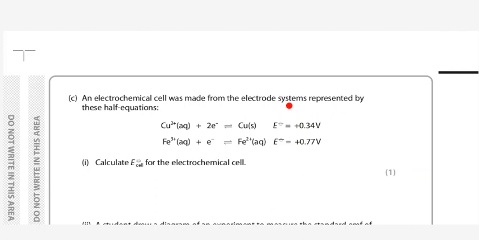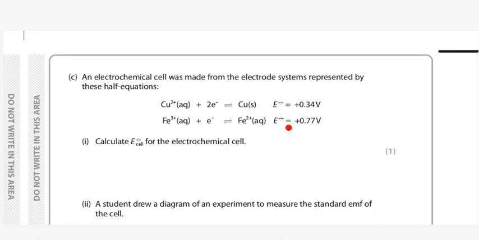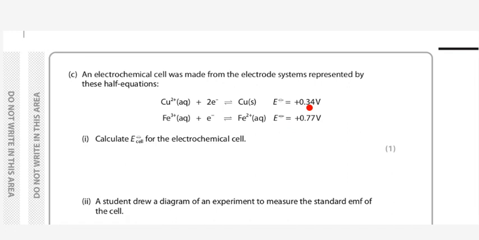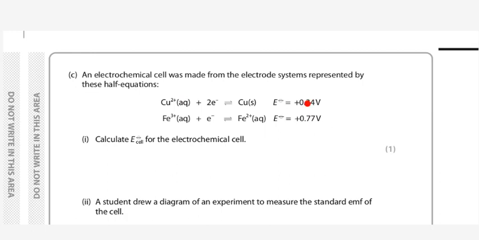An electrochemical cell was made from the electrode systems represented by these half equations. Calculate the E cell for the electrochemical cell. Now, which one is to be reversed? The more positive, the less negative half equation should be written as reduction. This is iron 3 plus iron 2, which should be written as reduction, the more positive one. The less positive one should be reversed. So you have to reverse this one.